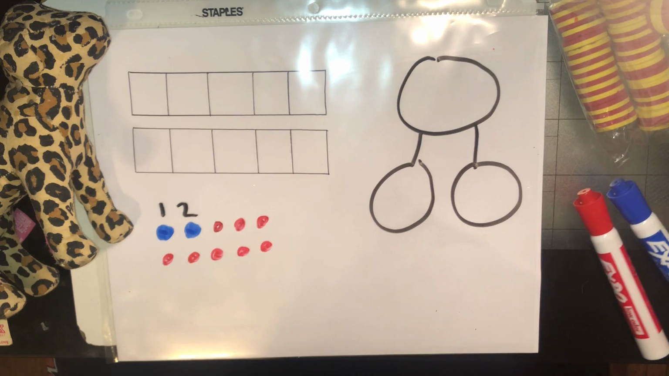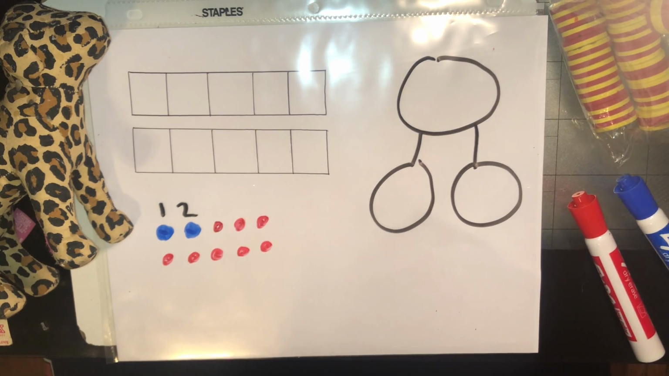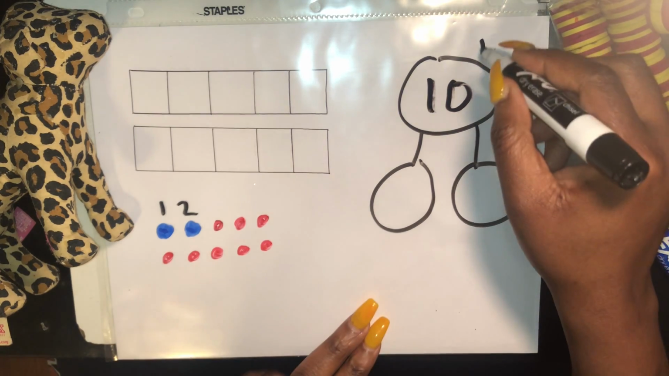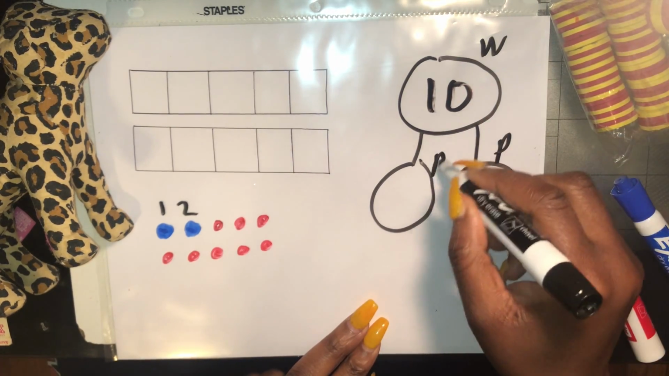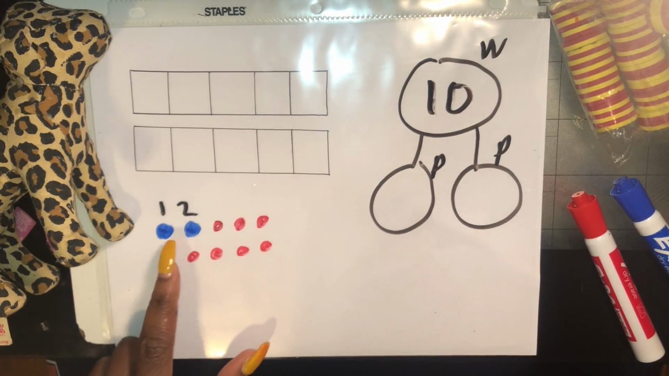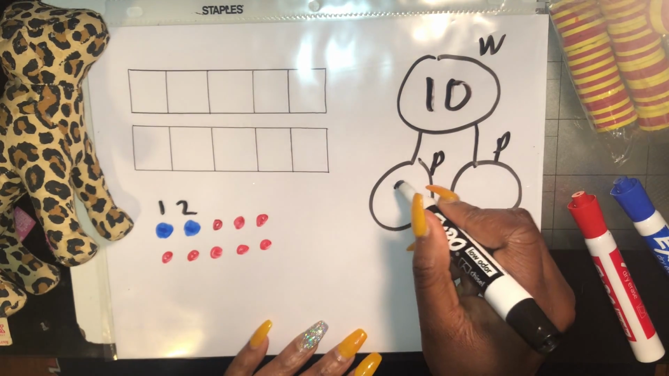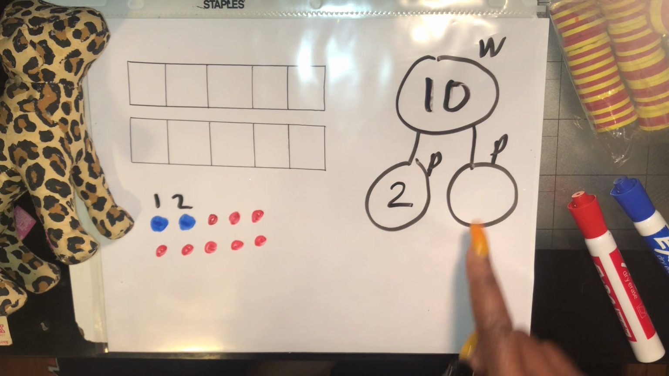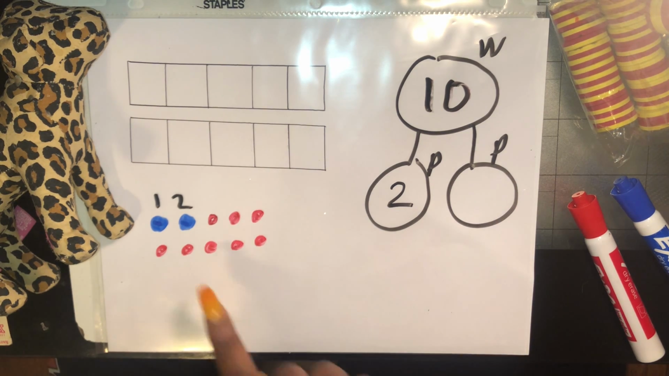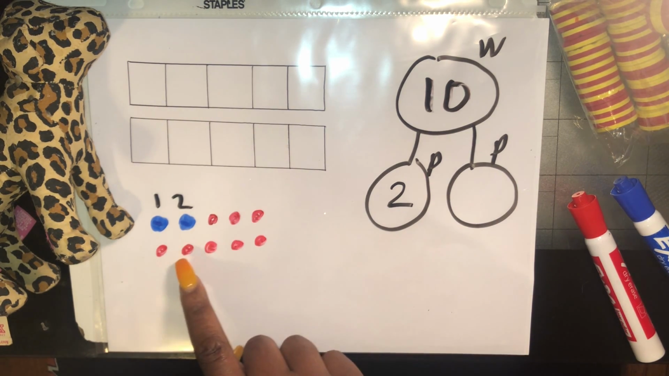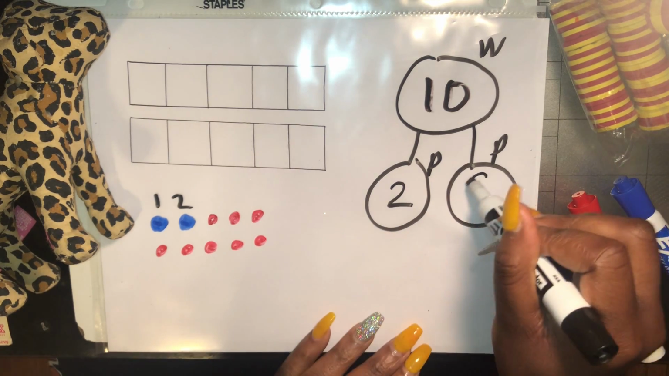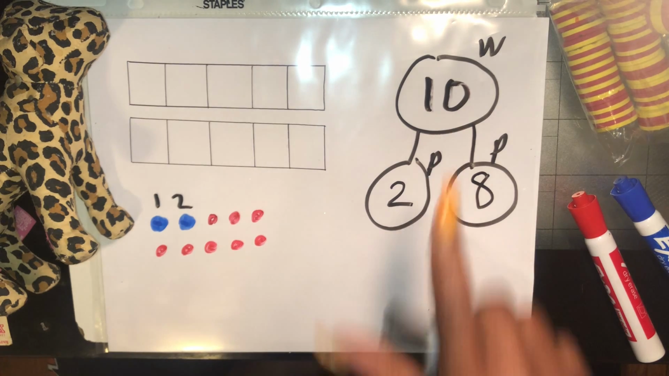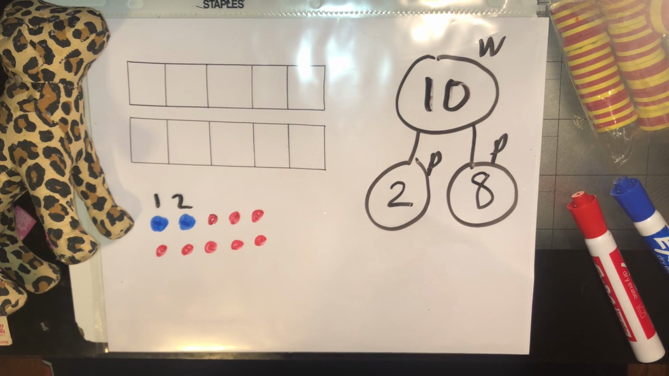So let me use my number bond to show you what that looks like. So my whole is 10 because I'm trying to figure out how many more I need to make 10. So my whole is 10. I only had 2. So I had 2 already in my parts. I needed to figure out how many more I would need to make 10, and I counted 1, 2, 3, 4, 5, 6, 7, 8. And I counted 8 because 8 plus 2 equals 10. Did you see how I did that?